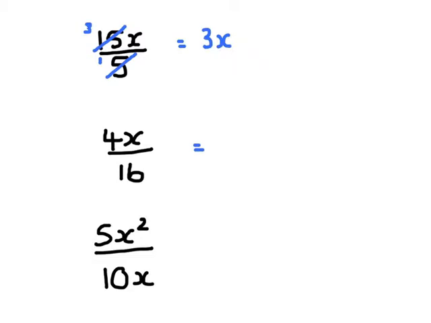Again here, what goes into 4 and 16, because there's a common factor there, that's 4. How many 4s go into 4 is 1. How many 4s go into 16 is 4. So I'd write that as 1 lot of x over 4, so just x over 4.